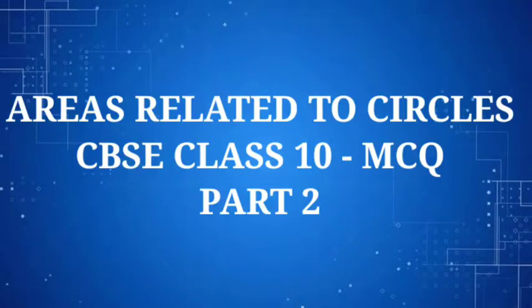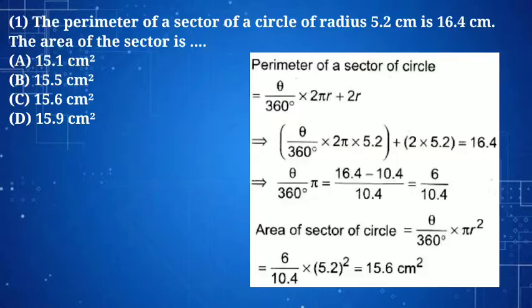Today we are going to discuss some MCQ from the chapter Areas Related to Circles. Question number 1. The perimeter of a sector of a circle of radius 5.2 cm is 16.4 cm. Then the area of the sector is. So which one is the correct option?